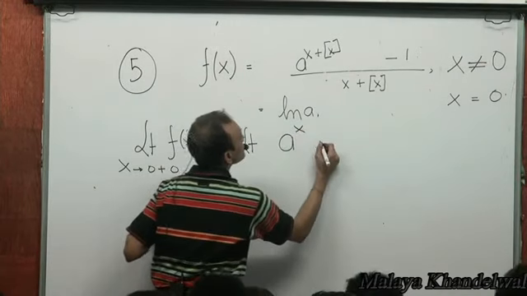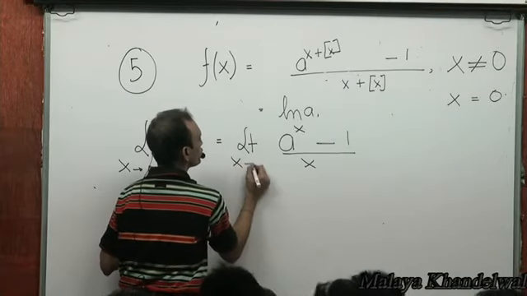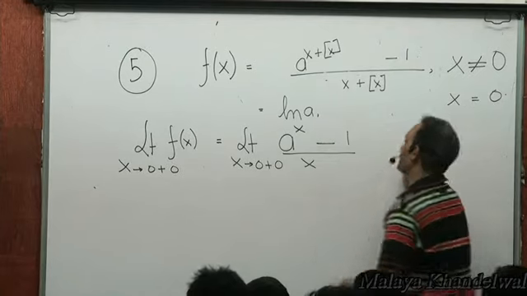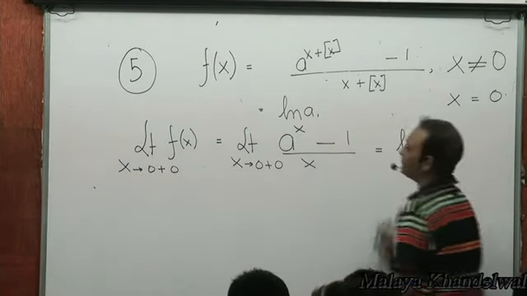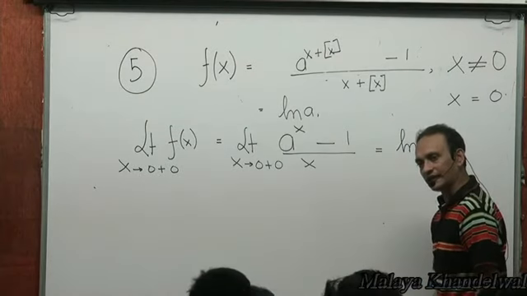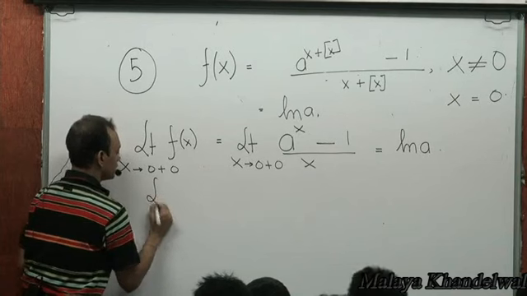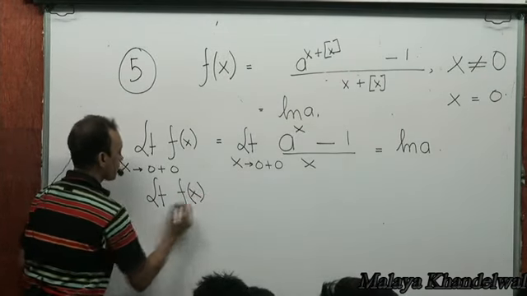So (a^x minus 1) by x as x tends to 0 from the greater than 0 side. And what is this supposed to be? ln a, right? So the right hand limit at x equal to 0 is ln a, beg your pardon, I said left hand limit.